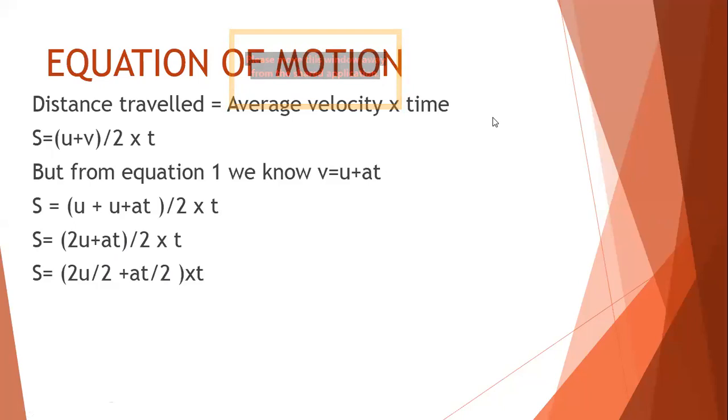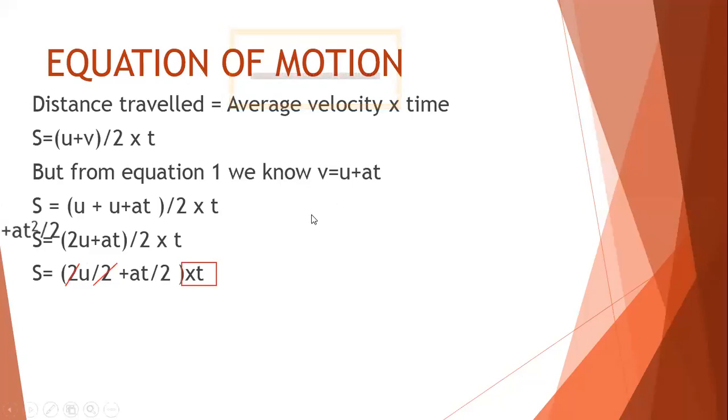Now what we will do here, we will simply cut this 2 and this 2, they get cancelled. And this T is in multiplication. This T is multiplied to both the terms. So what I'm left with is S is equal to U into T plus AT upon 2 into T, meaning AT square.